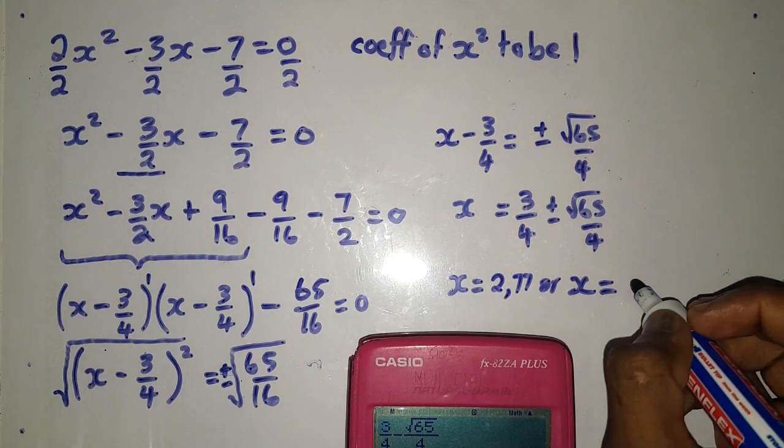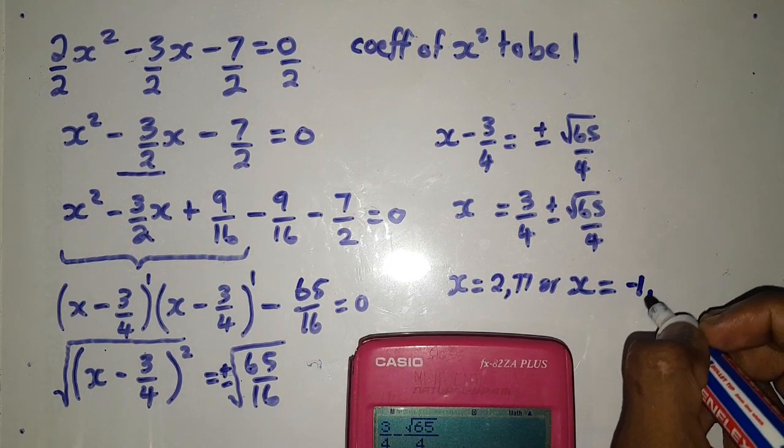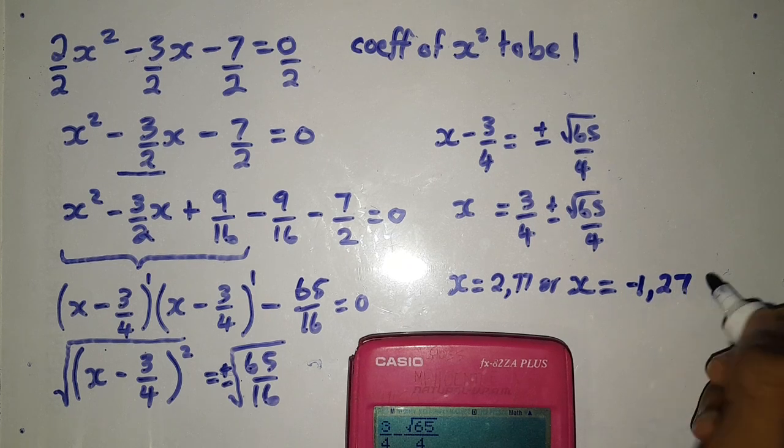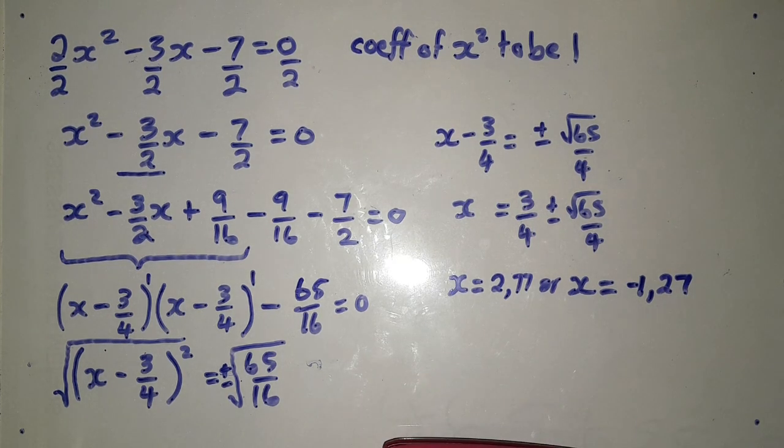Or we should get negative 1.27. You see, we still get the same answer if we decide to complete the square.